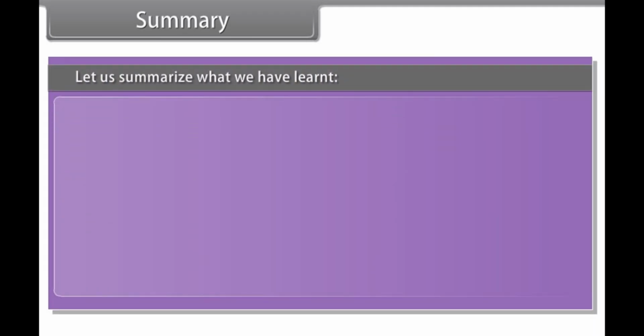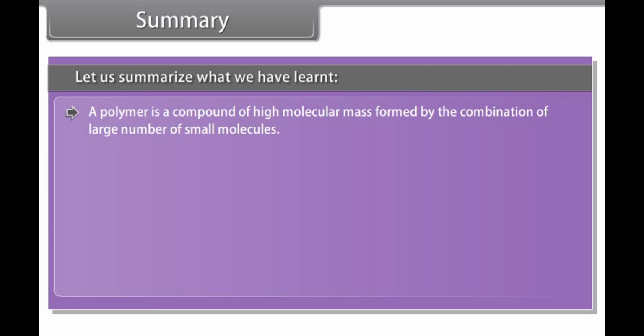Summary. Let us summarize what we have learned. A polymer is a compound of high molecular mass formed by the combination of a large number of small molecules.